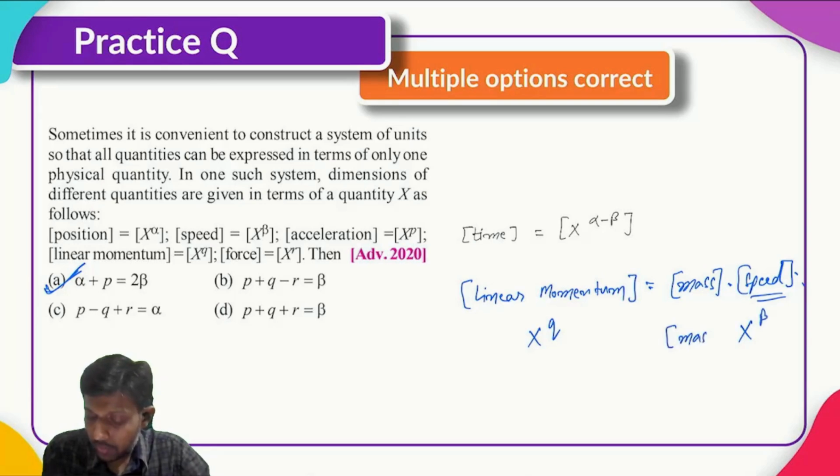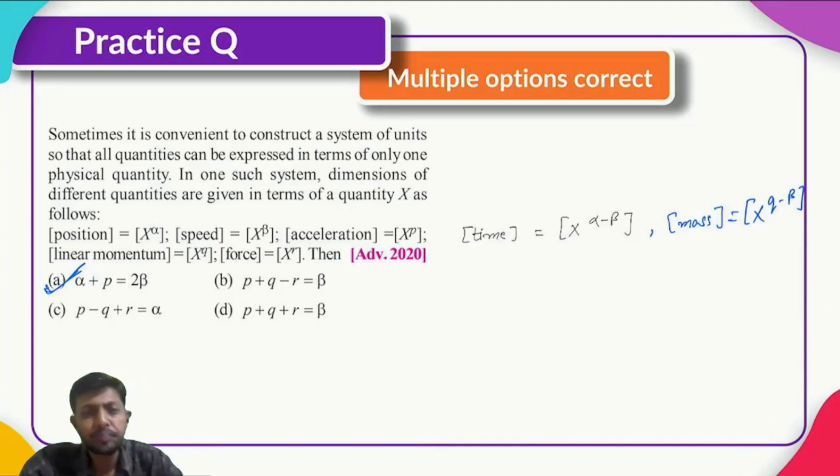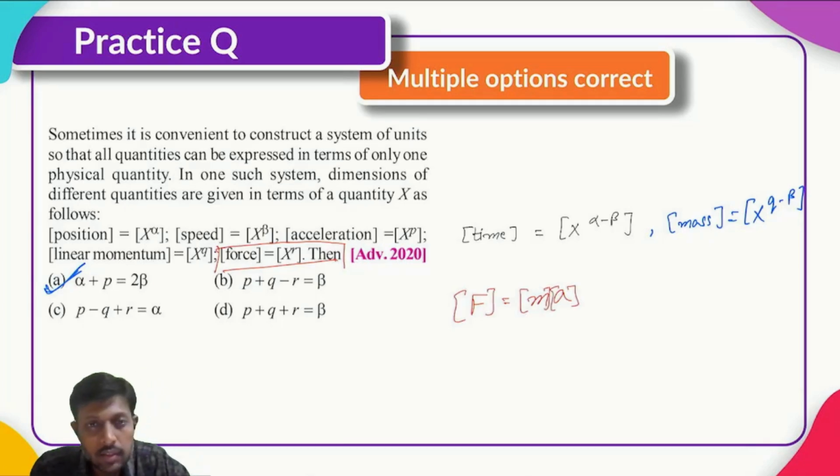So from here, we'll find the dimension of mass. This will be step number 1. The dimension of mass is going to be x to the power q minus beta. I hope this is clear. Now, what is the dimension of force? We know force is equal to mass into acceleration. All right. So dimension of force would be equal to dimension of mass into dimension of acceleration.